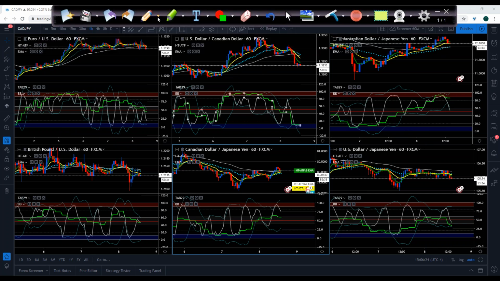So for me, I'm more of a New York and London trader. I stick to U.S. and Canadian pairs. You may be different, but you can use this for almost any pair that you may trade, right?